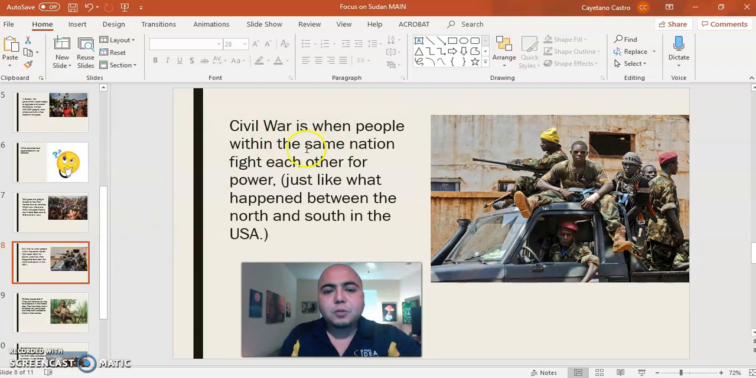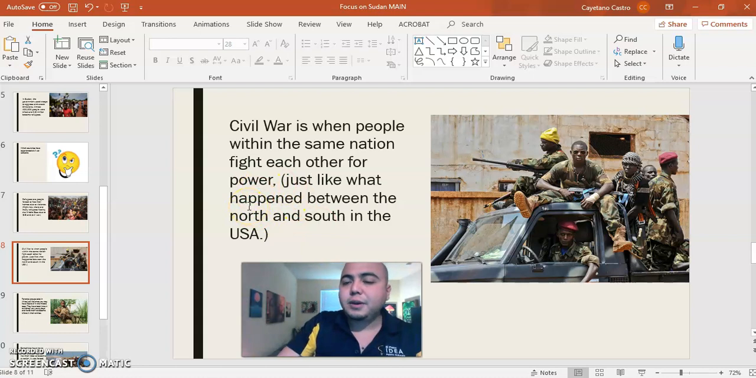Civil war is when people within the same nation fight each other for power, just like what happened between the North and South in the United States. You'll learn more about this in seventh grade, and especially in eighth grade, on how our country entered a civil war, with the North and South fighting against each other. We might think that's something from the past, but unfortunately civil wars are still a common type of war today, just like in Syria, Somalia and Sudan.